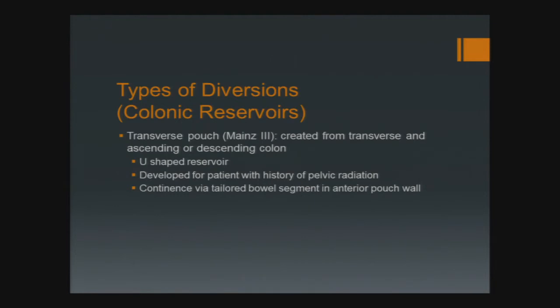So there are also some more I wanted to talk about. You can do a transverse pouch or a Mainz 3. You use the transverse and ascending or descending colon to create a U-shaped reservoir. In patients with prior pelvic radiation, this can be a good option. And then their continence is obtained via tailoring a bowel segment to the anterior pouch wall.